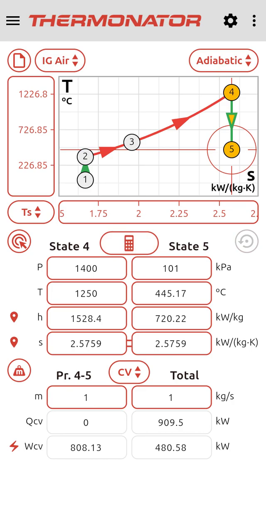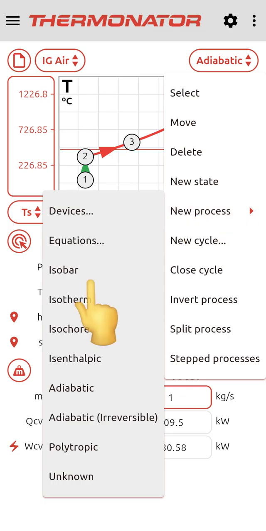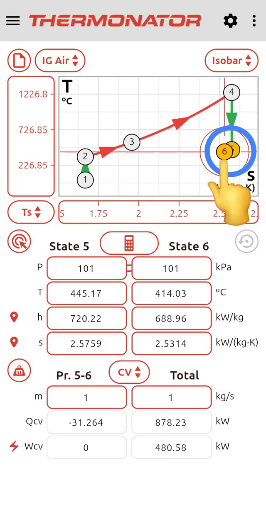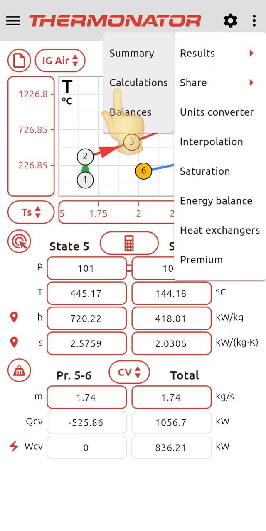The regenerative heat exchanger performs an isobaric process, so we create an isobaric process. We don't know the outlet state of the regenerative heat exchanger, so we'll calculate it later. We define the cycle mass as 1.74 kilograms per second by clicking the Calculator button. Selecting the Calculations menu, we see the equations used to calculate all the states and processes.